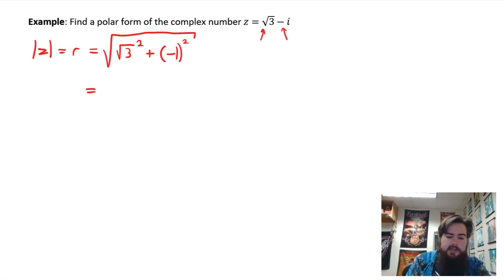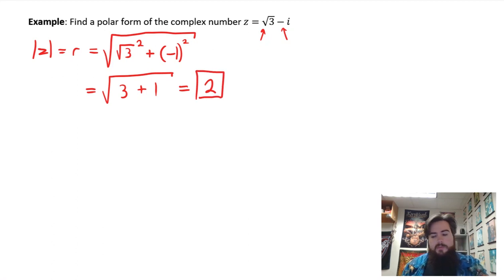If I simplify this here, the square root of 3 squared is 3, and -1 squared is 1. This would be the square root of 4, or just 2. So my modulus here is a nice number of just 2.